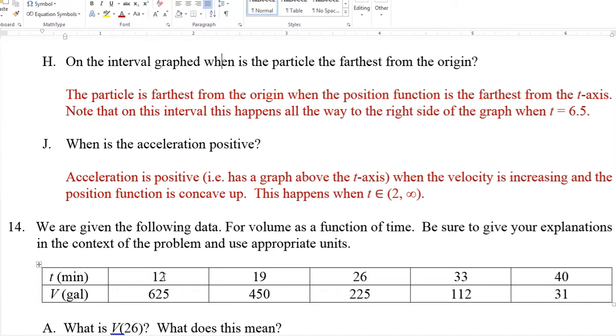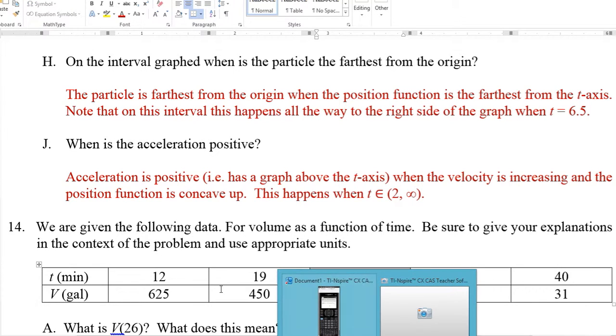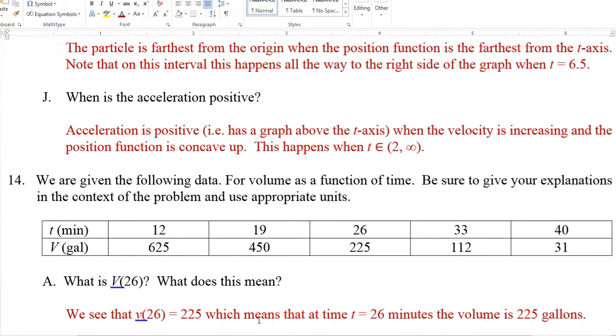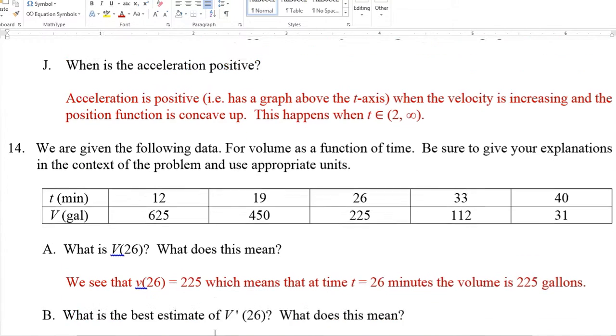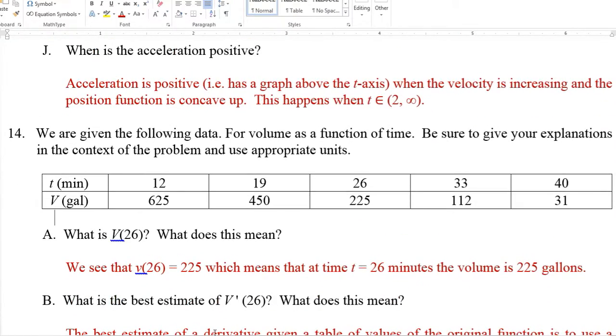All right, what about given data right here, for volume as a function of time? Explain in the context of the problem and give appropriate units. What's v of 26? What does it mean? Well, this is t and this is v, so you find t is 26 and we see that v is 225. So v of 26 equals 225, which means that at time t equals 26 minutes, the volume is 225 gallons.